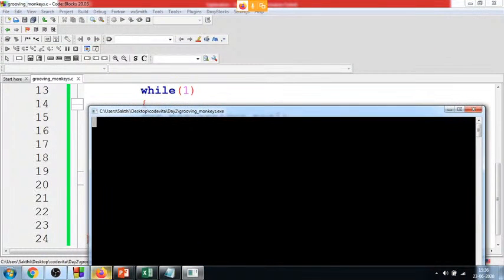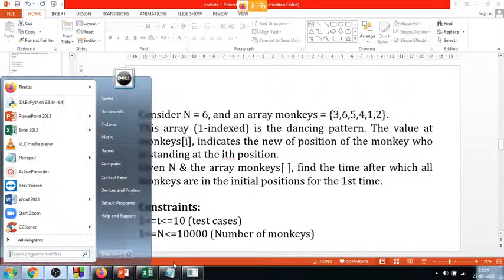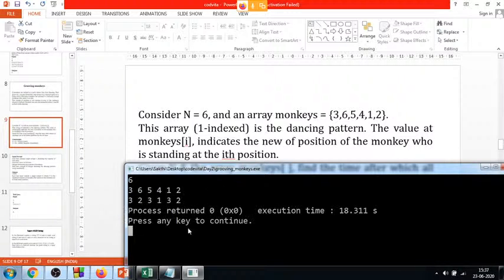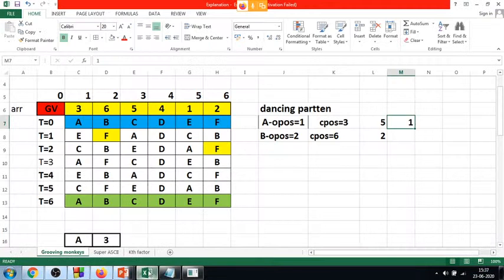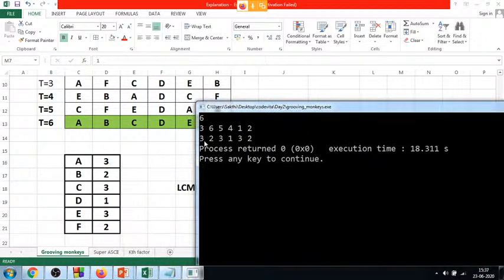What is the value they have given? This is the input value they have given, right? So 6 monkeys, and 3, 6, 5, 4, 1, 2 is their pattern. So we got some output. Let us check whether we have calculated the right number of steps taken by the monkeys. A monkey has taken 3 steps, B monkey has taken 2 steps, C monkey has taken 3 steps, D monkey has taken 1 step, E monkey has taken 3 steps, and F monkey 2 steps. So we got the number of steps taken by each and every monkey to come to the original position.